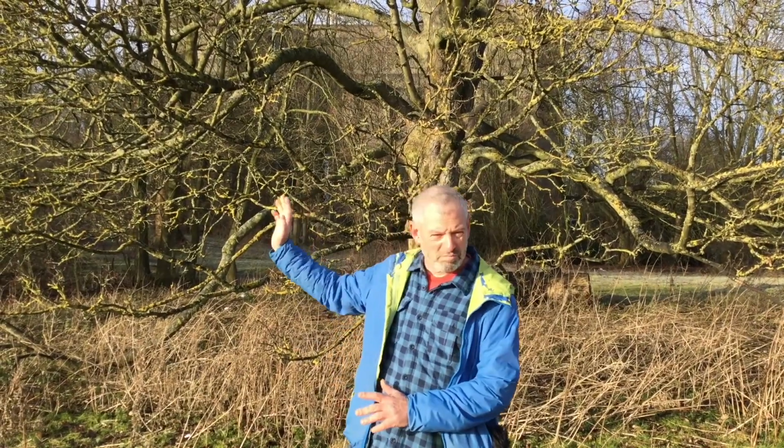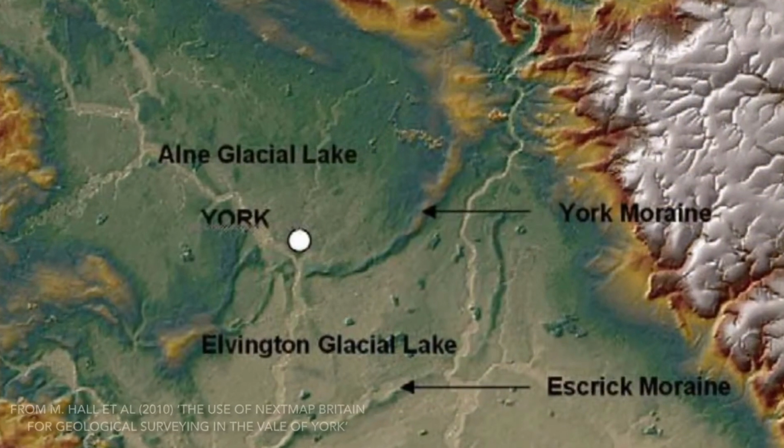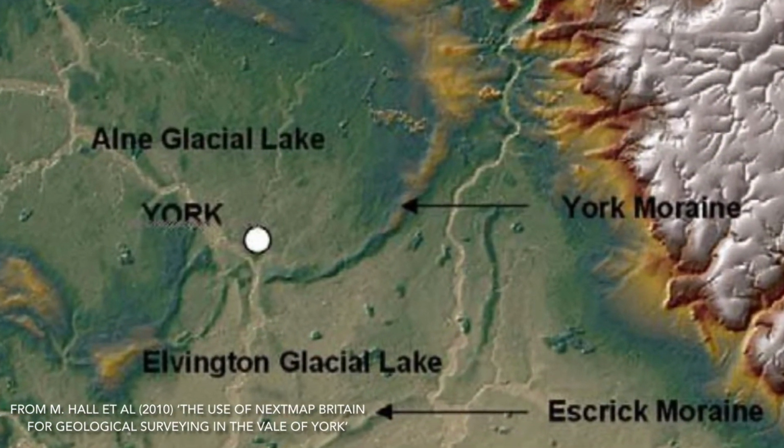We're standing here on top of one of the highest parts of a ridge of moraine. Moraine is a mixture of sands and gravels and clays, and all this was dumped by a glacier as it retreated about 14,000 years ago. And this ridge extends all the way from the east bank of the River Ouse right down to the new university campus at Heslington East.